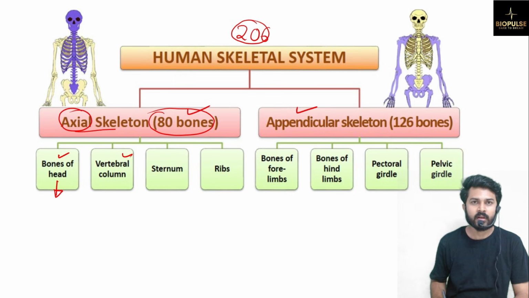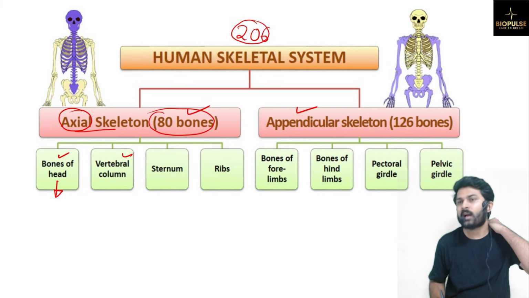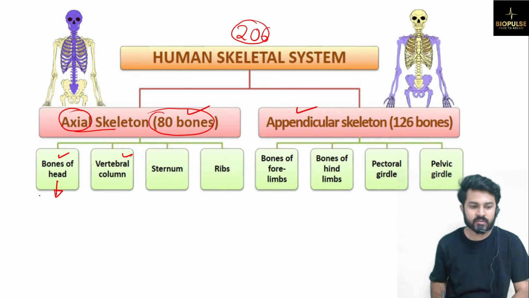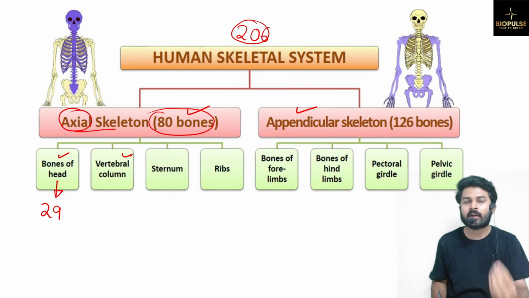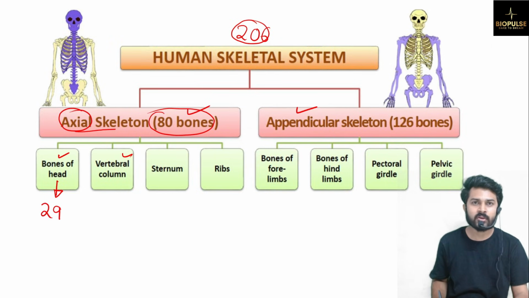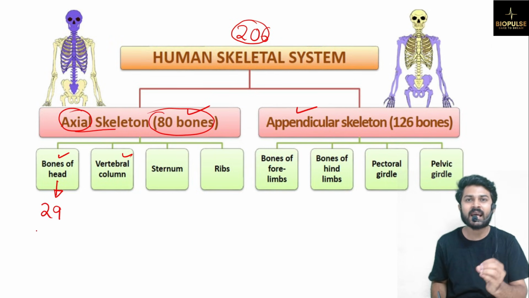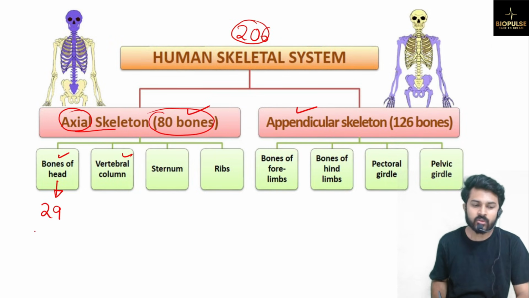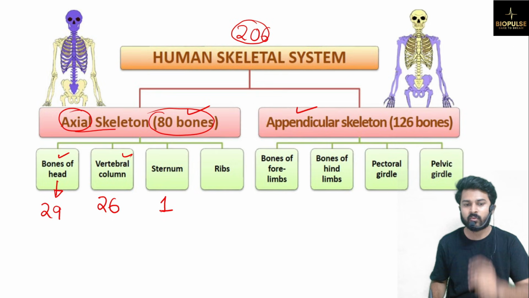In the head region, head means complete head, how many bones are present? If they ask, you have to tell 29 bones are present in the head. Or if they are not giving head as the question, they will definitely give skull skeleton. Clear? So skull skeleton has how many bones? 29 bones. In our vertebral column, how many bones are present? 26 bones. A single flat bone, that is sternum, has only one bone.